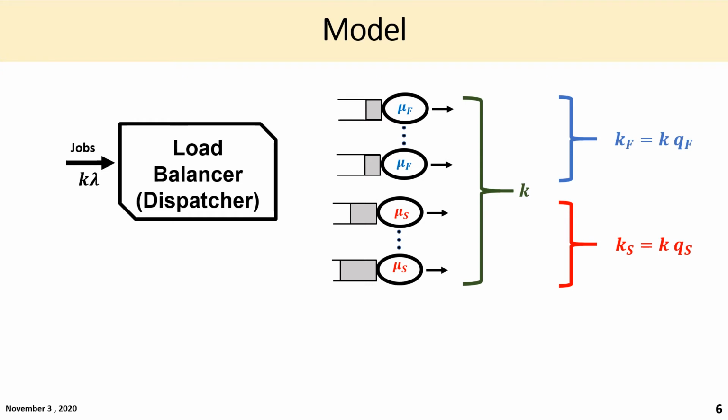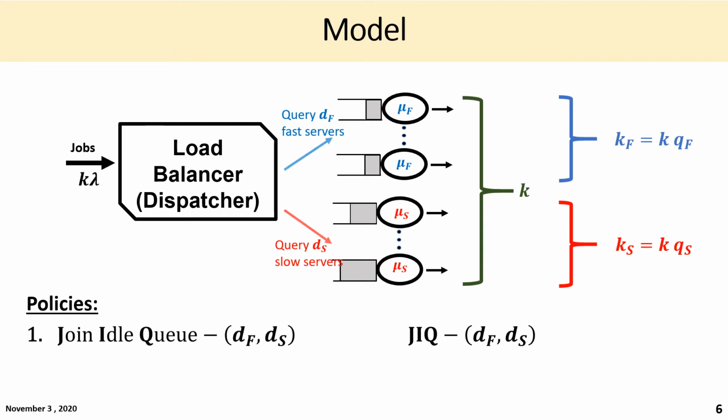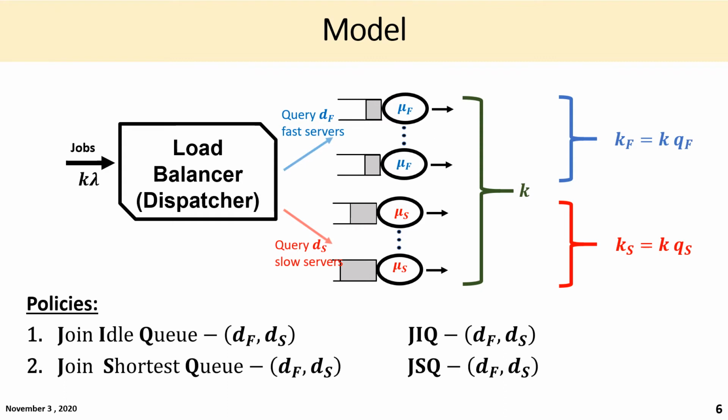On job arrival, the load balancer randomly checks df fast servers and ds slow servers for server information, and then decides on the server to send the job to. We introduce two policies that the load balancer can implement. The join idle queue df-ds policy uses only idleness information of servers for the job dispatch decision. And the join shortest queue df-ds policy uses server queue length information for the job dispatch decision.